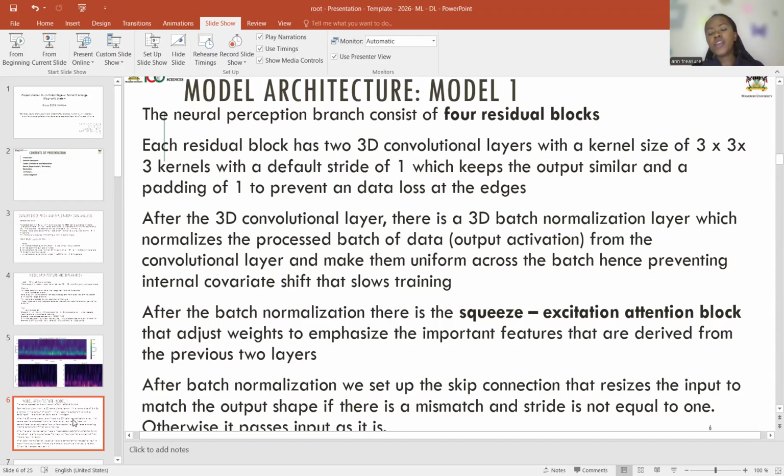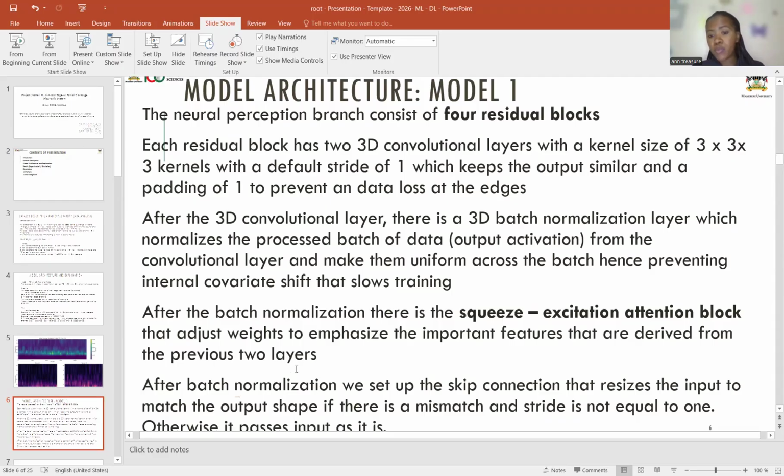After the convolutional layer, we had the batch normalization. What normalization does is that it normalizes the batched data, which means it makes the values uniform across the data in order to prevent the statistics of the data from changing rapidly during training, which may slow down the learning. You can have one data point that has a very high value, and another data point that has a very low value. If they're in the same range, that is normalization, it prevents that.